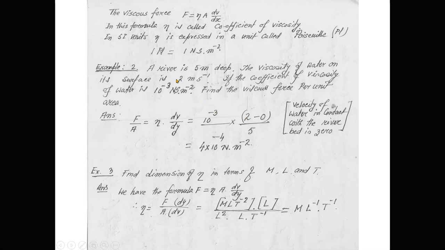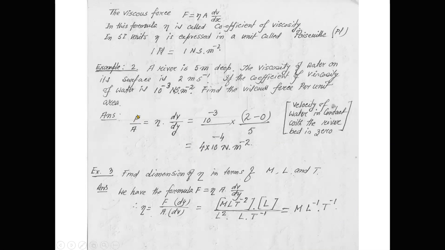Okay, so velocity changes. A river is 5 meter deep, so the depth of the river is equal to 5 meter. And the velocity changes from 0 to 2 meter per second. So dv is equal to 2 minus 0, and dy or dx, same thing, dx and dy are the same thing. dy is equal to 5 minus 0, or 5. So after calculation we will get this is equal to 4 into 10 to the power minus 4.